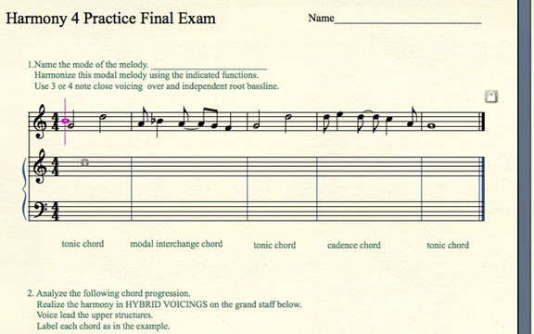The next step is to do the chords. As you know, in modal music there's only one tonic chord. So each of these measures that says tonic chord, you're just going to use the 1 minor 7 chord. When it comes to figuring out the modal interchange chord, you're just going to borrow from a parallel G mode.